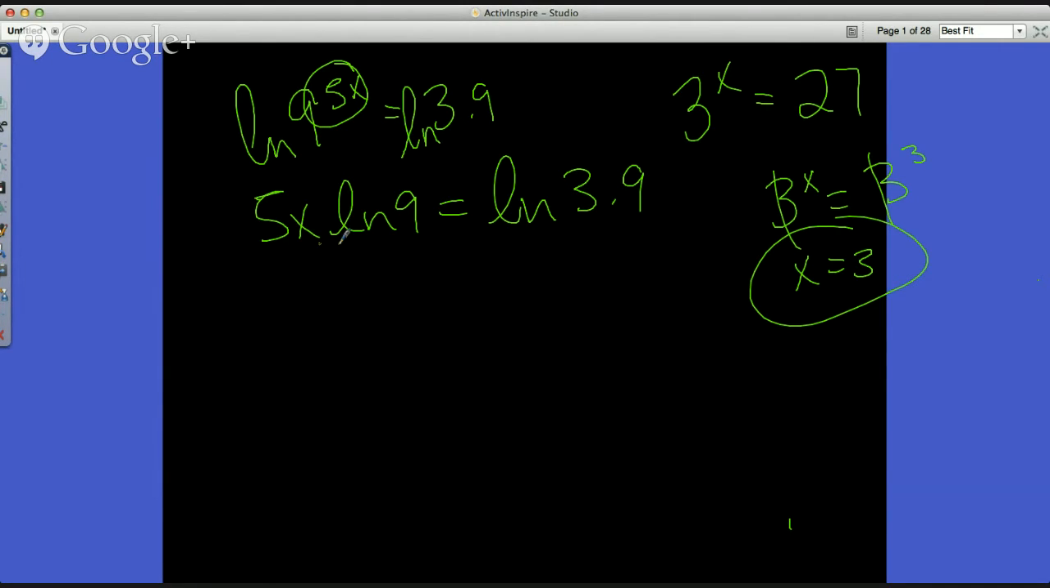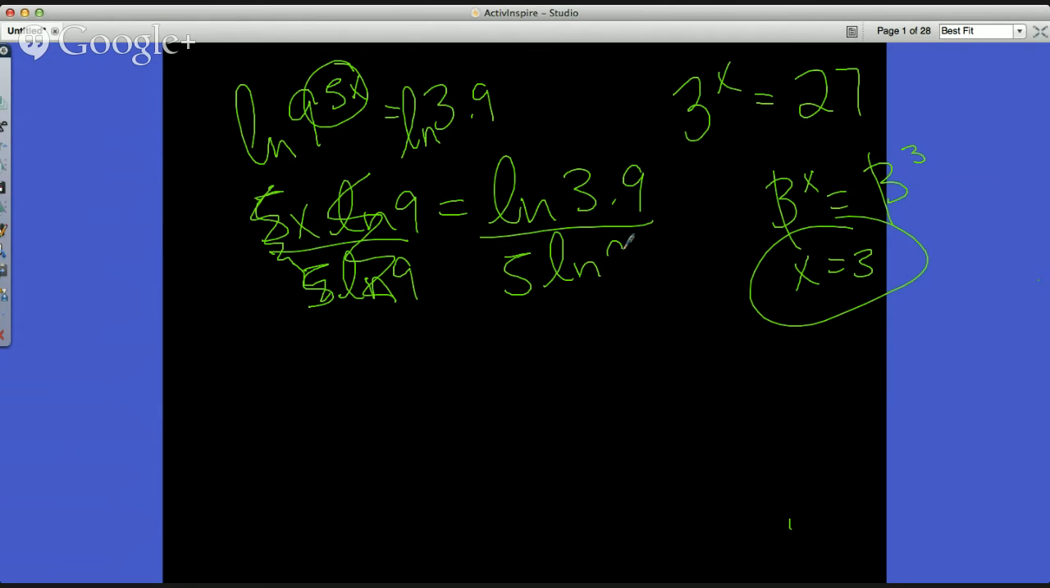So now what can I do to get x by itself? Perfect. Divide by 5 ln of 9. Now you could divide by ln of 9, then divide by 5. That's fine. But because this is all being multiplied, when we divide, we could cancel out the 5 and ln 9 to where we'll say x equals ln of 3.9 divided by 5 ln of 9.